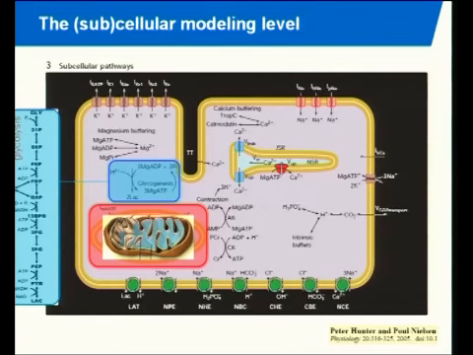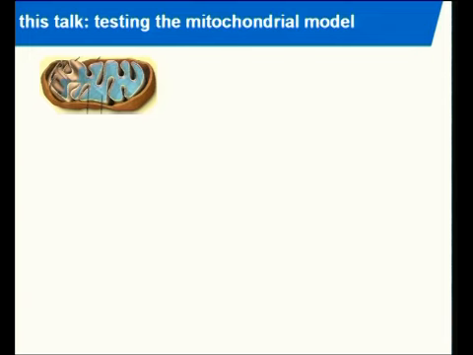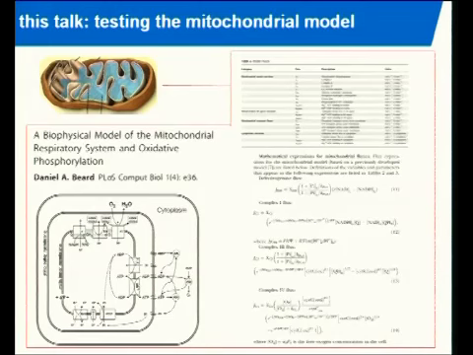In order to have these kinds of models run, we need to first test what kind of detailed knowledge we need, and hopefully then condense it so it can run within the bigger framework of the whole organism. So in this talk, also because of time constraints, I'm going to focus on the mitochondrial model testing that we've been doing. Basically, we take Dan's model that he published in PLOS in 2005.